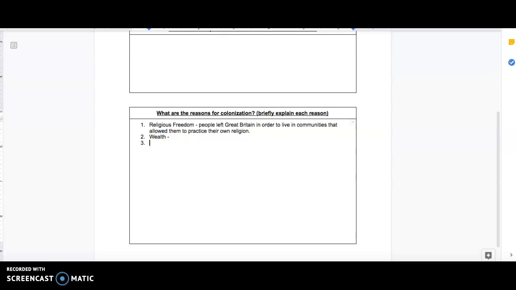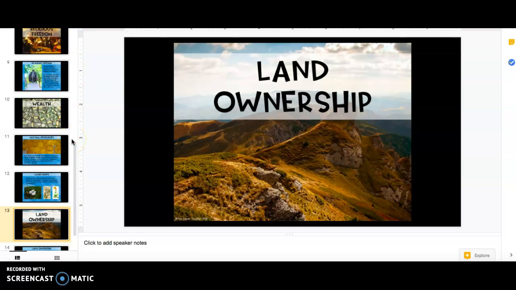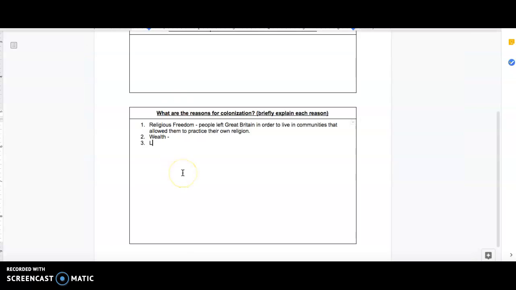And then we have a third reason. We go back to the slides. Land ownership. So people in England, leaving England, coming to North America in order to own their own land. Of course, it's important to keep in mind that they're taking this land to own from people who were already on it, natives. Please keep that in mind. So, a third reason is land ownership, and you need to briefly describe that.